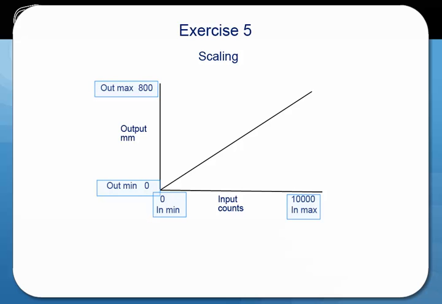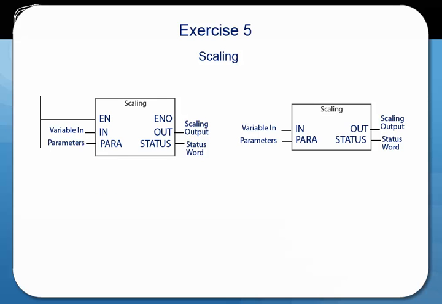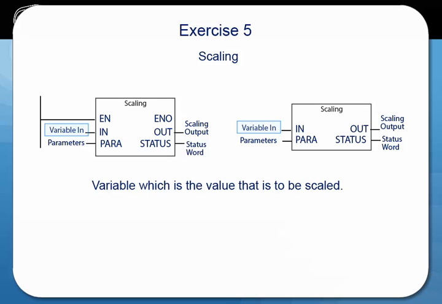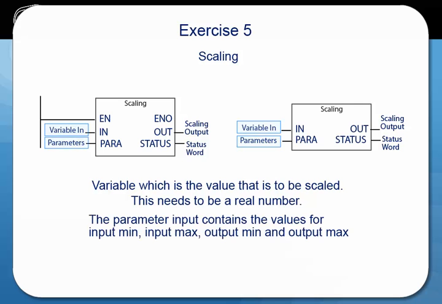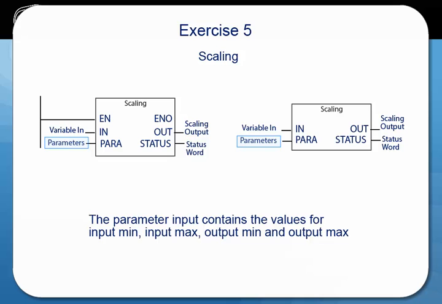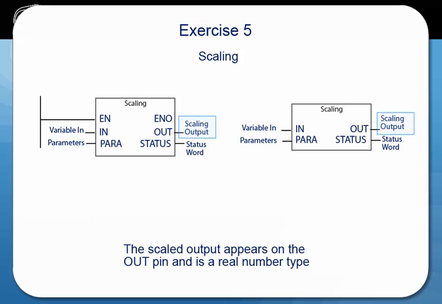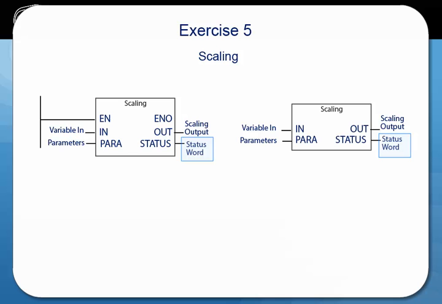The maximum and minimum values of the input and the minimum and maximum values of the output are provided, and the scaling function will do the calculation. There are 2 inputs on the left. The variable input, which is the value that we are going to scale. Note this needs to be a real number. The parameter input contains the values of the input min, input max, output min, and output max. The scaled output appears on the output pin as a real number type. The status word can be decoded to highlight any errors in the calculations.